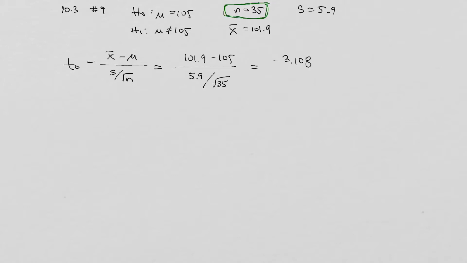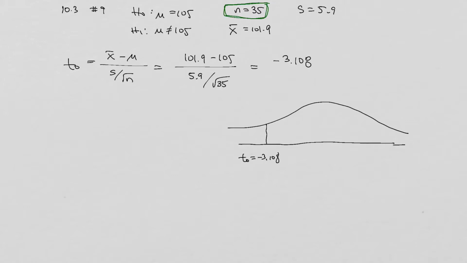So let's see. There's the t statistic, and for part C, it says to draw the t distribution. So remember, the t distribution looks a lot like the normal distribution, only it's a little bit fatter on the tails at the ends since it's a little more variable than the normal distribution. This is a two-tailed test, right? So we got one t-score of negative 3.108.